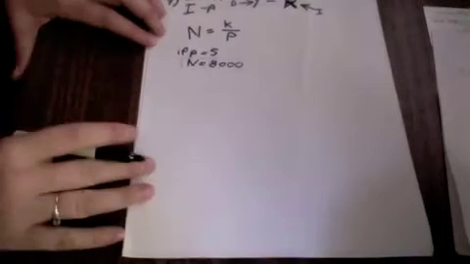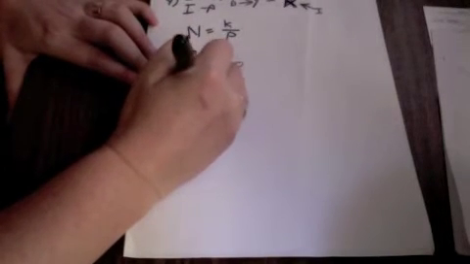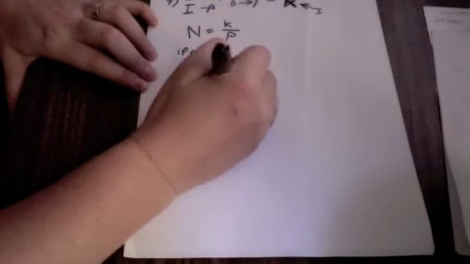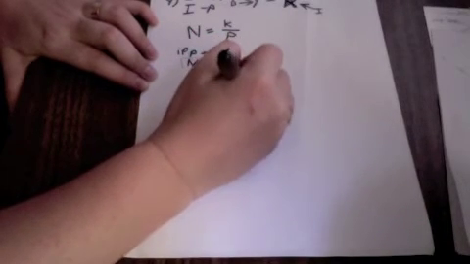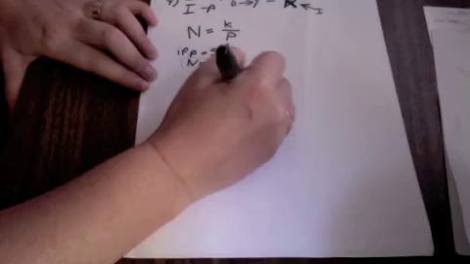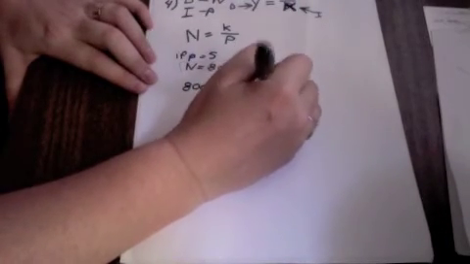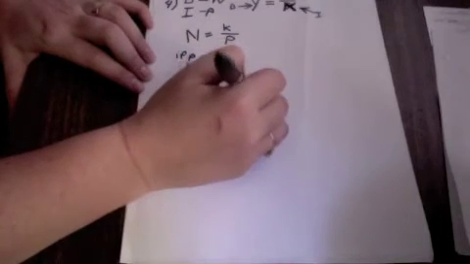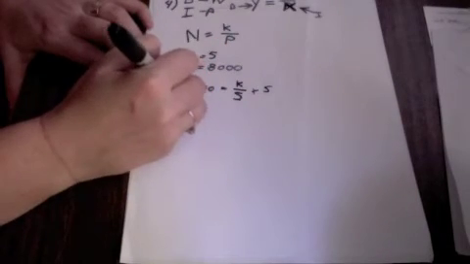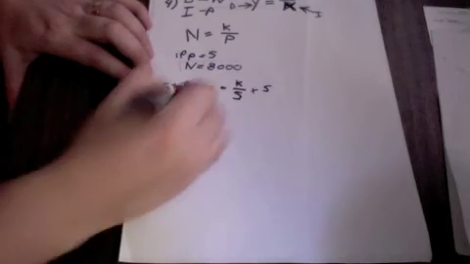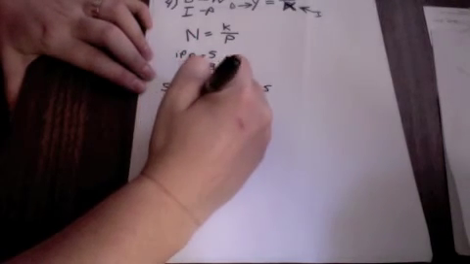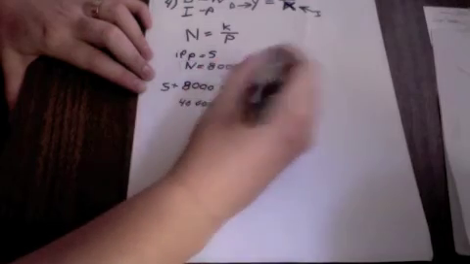So I'm going to rewrite this. Instead of N, I'm going to use 8,000, and instead of P, I'm going to use 5, because we're just substituting in. So 8,000 equals K over 5. I'm going to multiply each side by 5, because the K is divided by 5 and I have to do the opposite. So then it becomes 40,000 equals K.